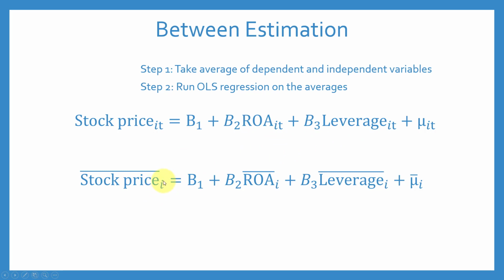So now we have collapsed the data and we just have cross-sectional data. We just have i over here and not the t. That represents that the time dimension has been collapsed. So once we have the averages, we would just execute the simple OLS regression on the cross-sectional data.